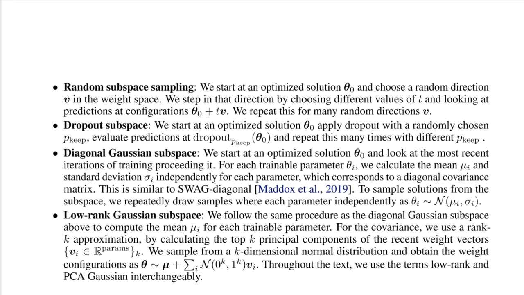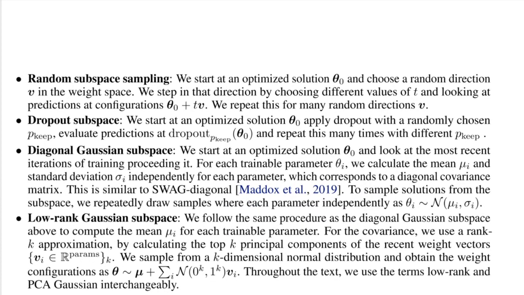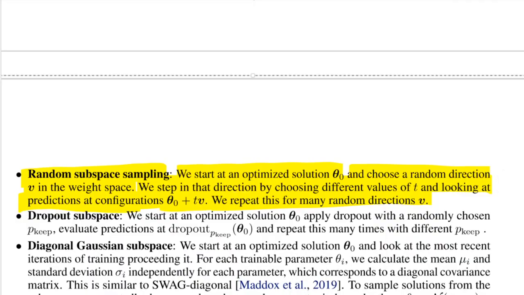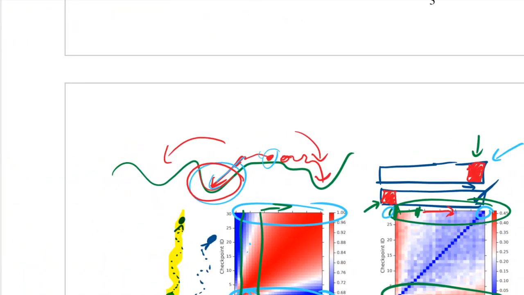So for example, there is random subspace sampling. What does it mean? We start at an optimized solution. So you train a network, one single network, and then we choose a random direction v in weight space. We step in that direction by choosing different values of t, looking at the predictions at configurations theta 0 plus tv. We repeat this for many different v, but always the same theta 0. So in our original drawing of this thing, we optimize one single network. Let's say that's here. And then we sort of wiggle around in here into different random directions. Now, of course, there's only one random direction right here.